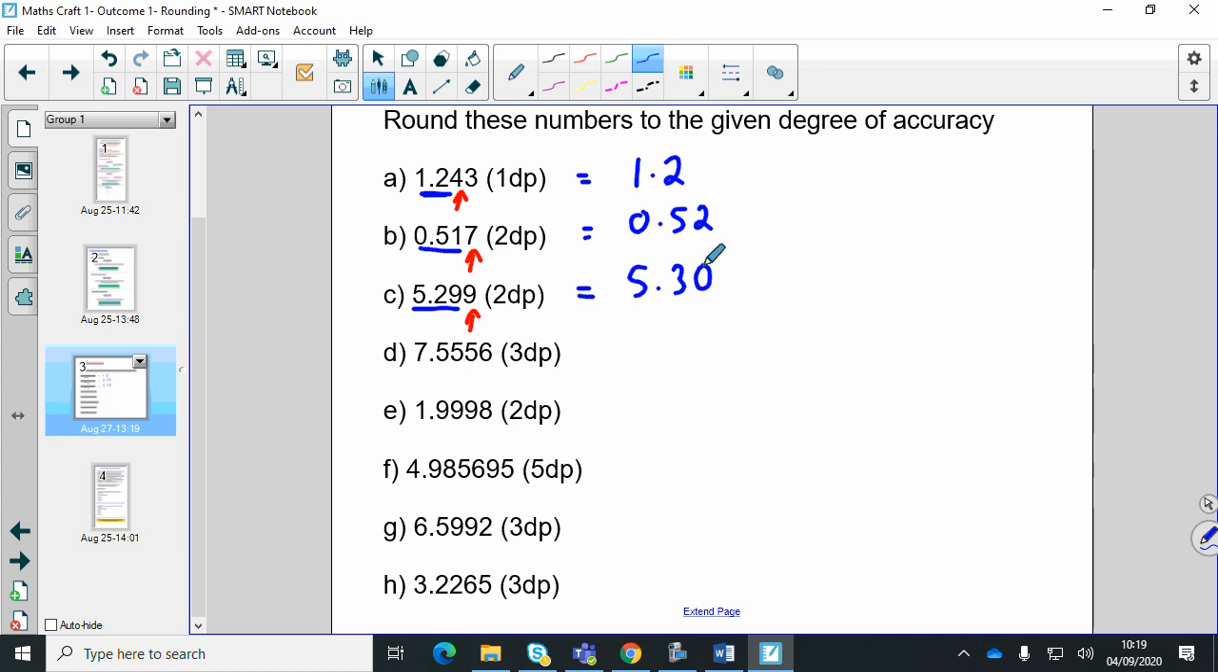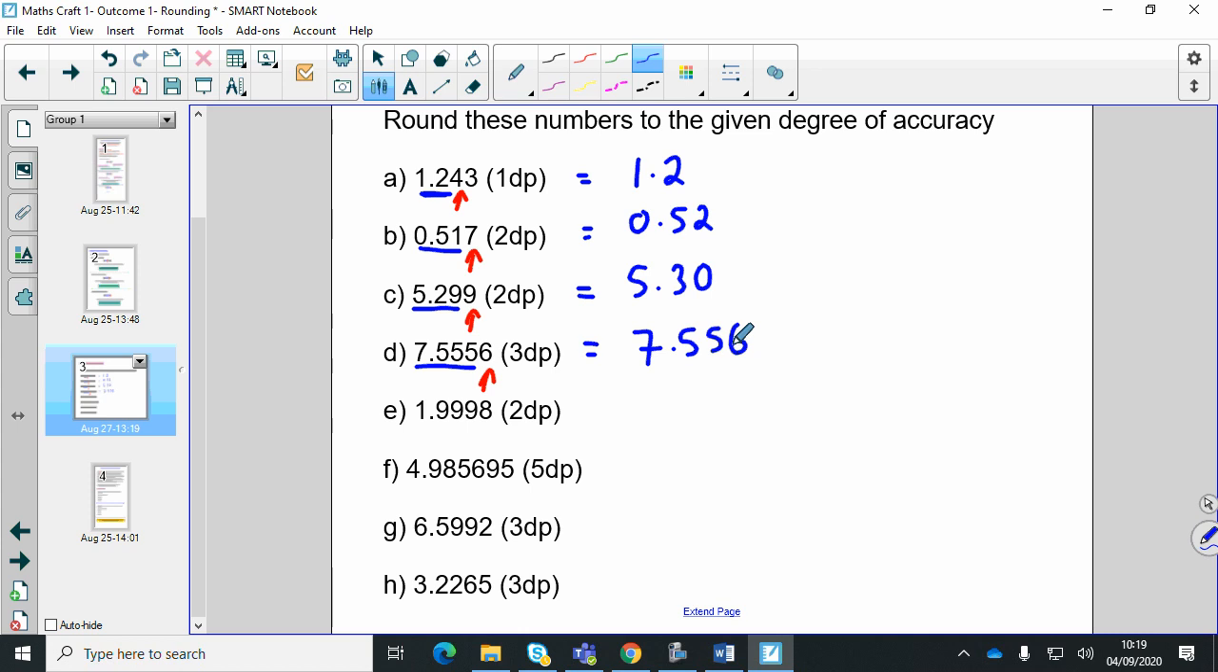Okay, question D, 3 decimal places. So there's the 3 numbers after the point, and we check the next one along to tell us which way it rounds. So that is going to be 7.556, because the 6 at the end has rounded up the third 5 by 1.